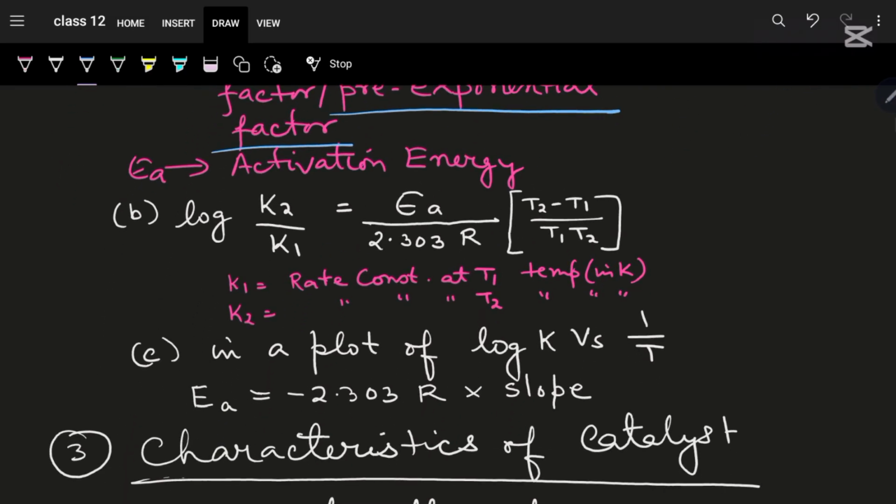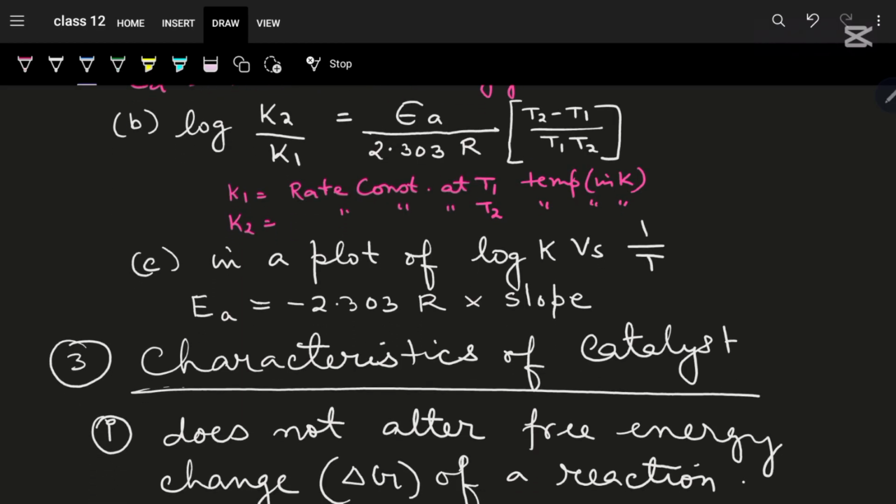Now for this we can say log of K2 by K1 is equal to Ea by 2.303 R into (T2 minus T1) by T1 T2. So K1 is the rate constant at T1 temperature and K2 is the rate constant at T2 temperature.